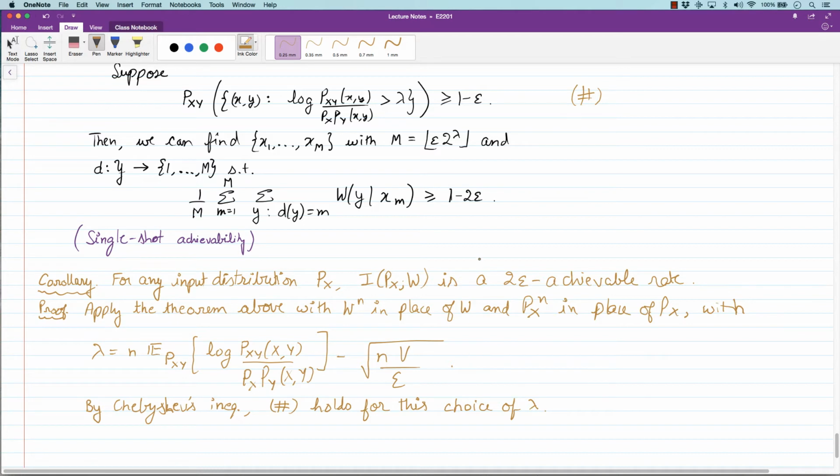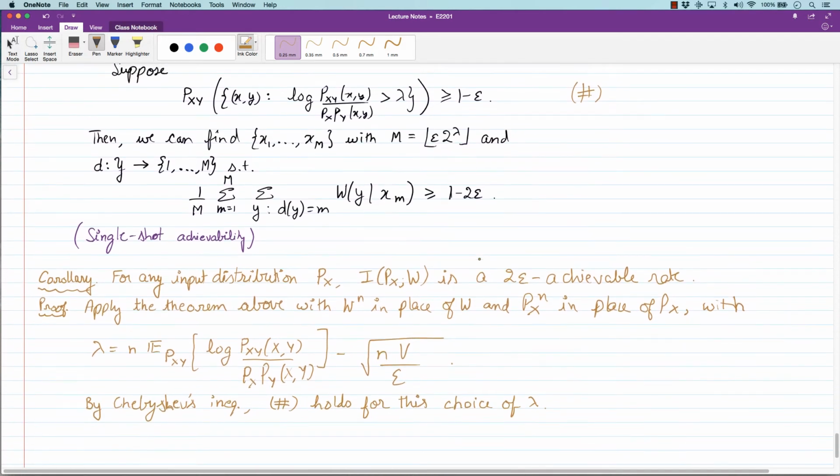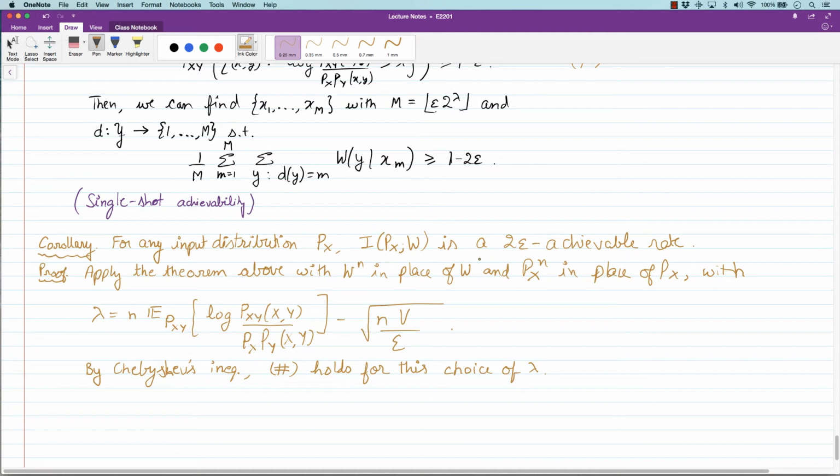Okay, so right, so we get something like this, and therefore we can find a code of length n, and size. Okay, so what is the size of the code?